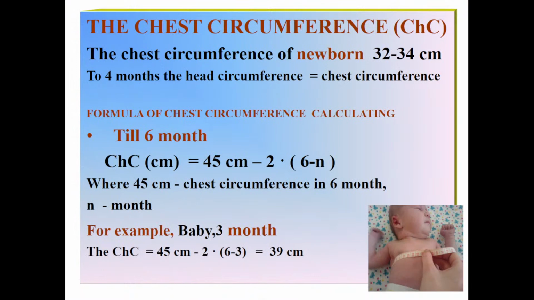The chest circumference of a newborn is lower than the head circumference. It's nearly 32 to 34 centimeters. Up to 4 months, the head circumference and chest circumference are the same. The formula of chest circumference calculated up to 6 months is presented here, and you can see, for example, that a baby of 3 months has chest circumference maybe nearly 39 centimeters.